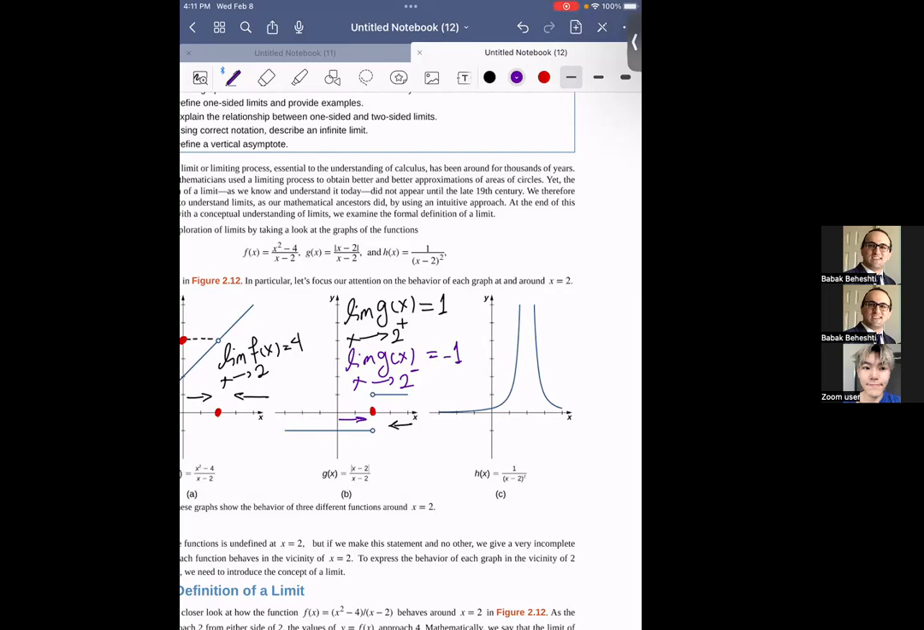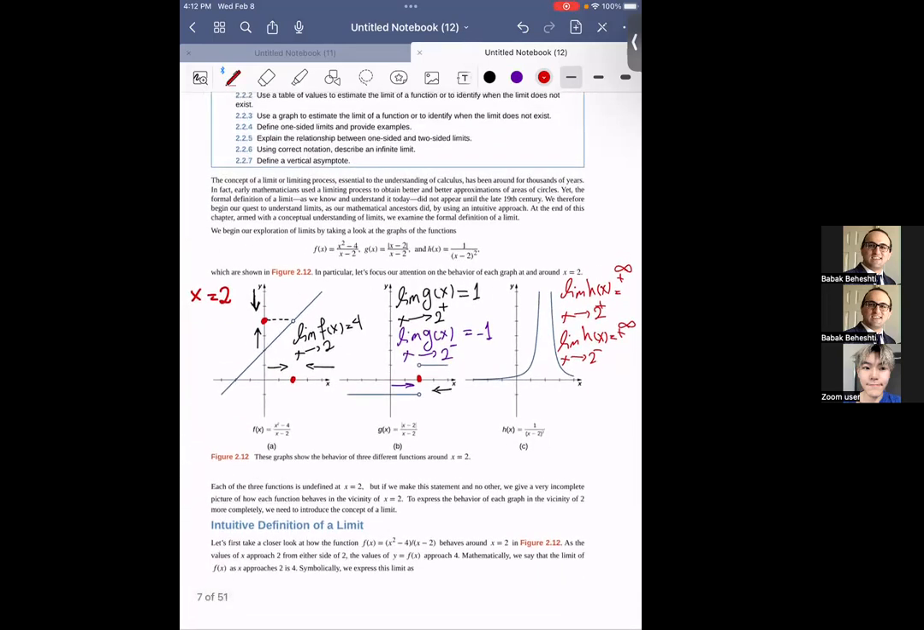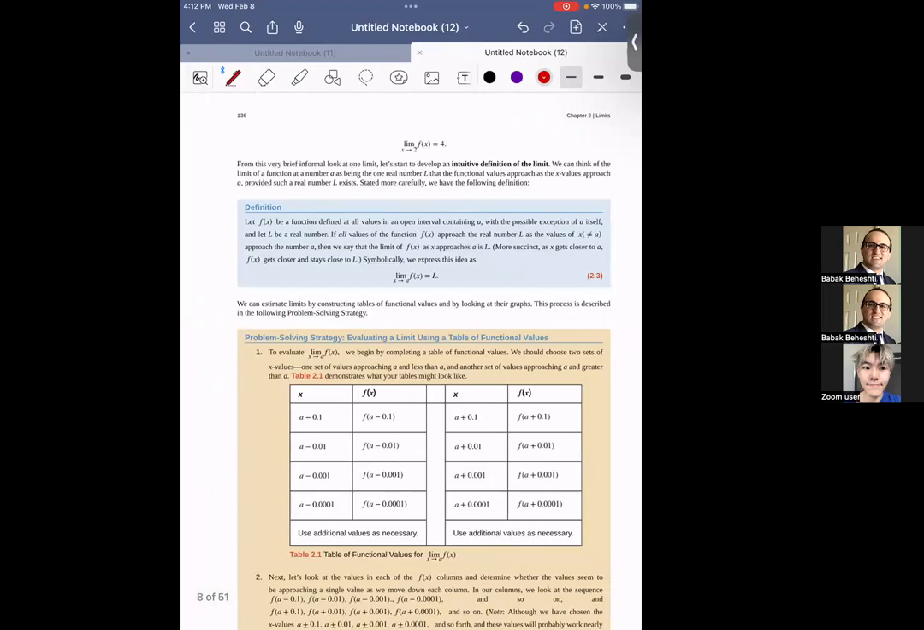And in the third picture, as x goes to 2, the function goes to infinity. So for this function h, the limit of h of x as x goes to 2, either from the right-hand side, 2 plus, is plus infinity, and also from 2 minus is plus infinity. So the limit of h when x goes to 2, either from right or left, is plus infinity. Okay.